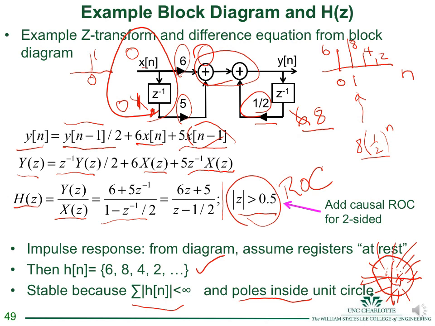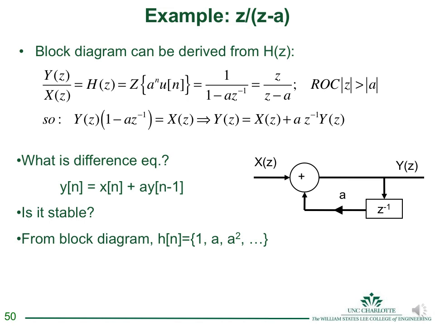We can also do an example where we find a block diagram based on a z transform. And so if we have y of z over x of z for a sequence of a to the n u of n, it's 1 over 1 minus a z to the minus 1 from the lookup table, which would look like z over z minus a. And so we can draw this straight from the z transform.